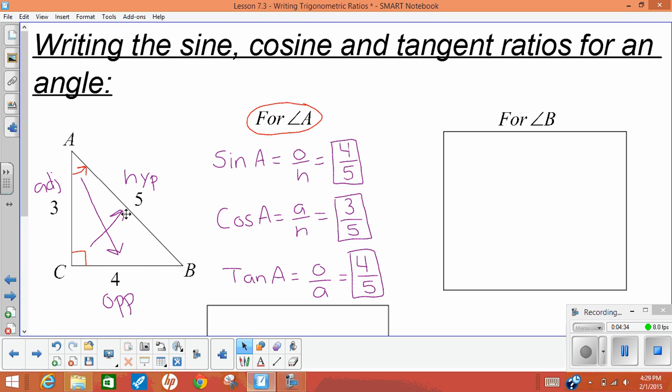So once we have our triangle labeled based on the hypotenuse, the opposite, and the adjacent, then it's pretty easy. If you know SOH-CAH-TOA, if you know these three trig ratios, it's pretty easy to just plug in the side lengths and find the ratios. And of course, if you can, you should always simplify these. We can't reduce 4 over 5 or 3 over 5, so we just leave them like that. We can do the same thing for B.